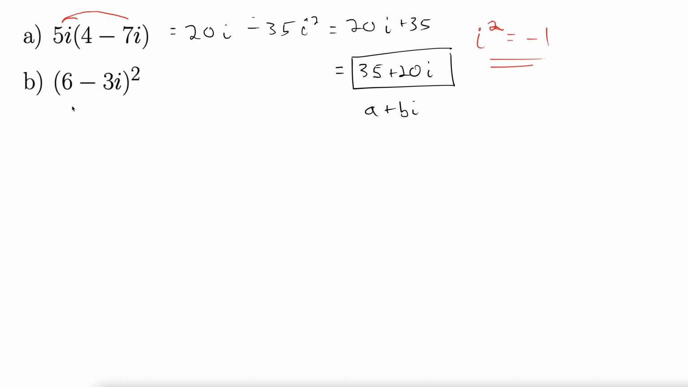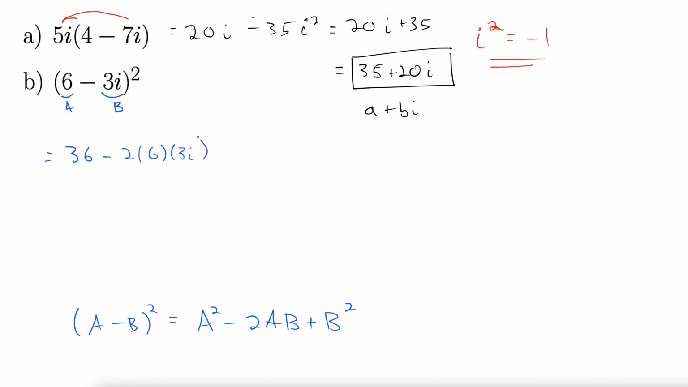For part B, we have 6 minus 3i quantity squared. For this, I'm going to use the binomial squared formula, which tells us this. A minus b squared is a squared minus 2ab plus b squared. Alright, so our 6 is a in this scenario, our 3i is b. Okay, so multiplying this out gives 36 minus 2 times 6 times 3i plus quantity 3i squared.